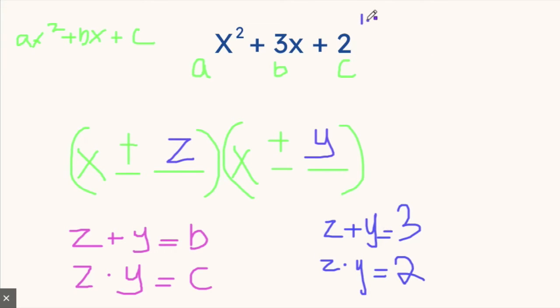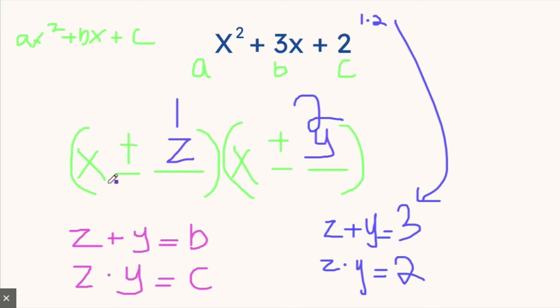The multiples of 2 are 1 times 2, and 2 times 1, but it's the same thing, so we can just say 1 times 2. The only multiple is 1 times 2. And 1 plus 2, when you add them together, you get 3. So we know that these numbers are 1 and 2.